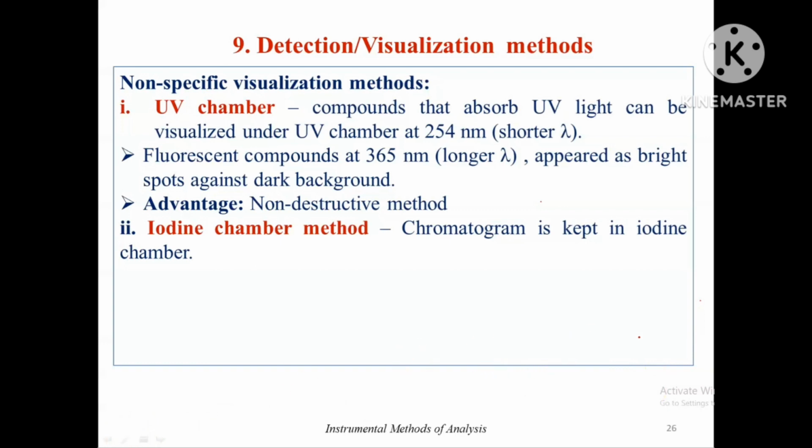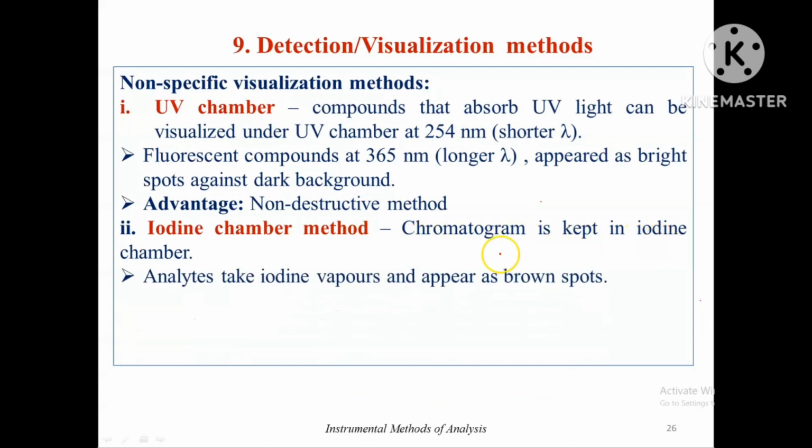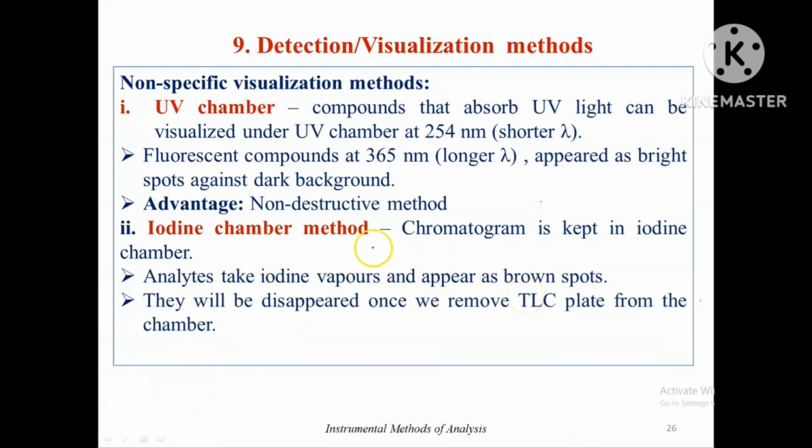The next non-specific visualization method is the iodine chamber method. In this method, first an iodine chamber has to be prepared and the chromatogram is kept in the iodine chamber. Analytes take up iodine vapors and they appear as brown spots. They will disappear once we remove the TLC plate from the chamber. And this iodine chamber method is also a non-destructive method.